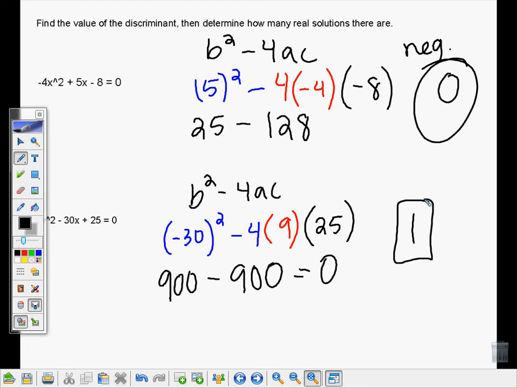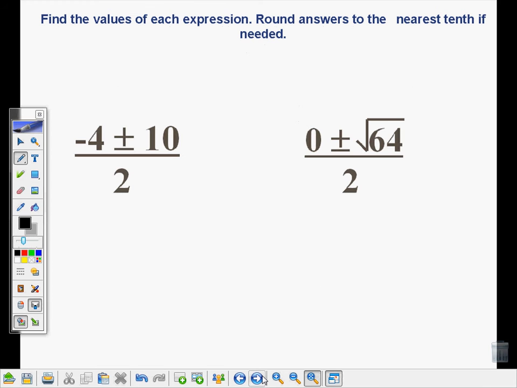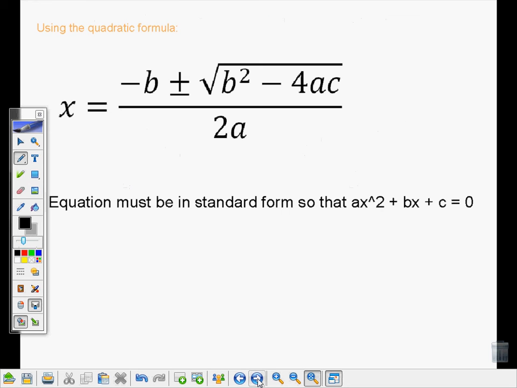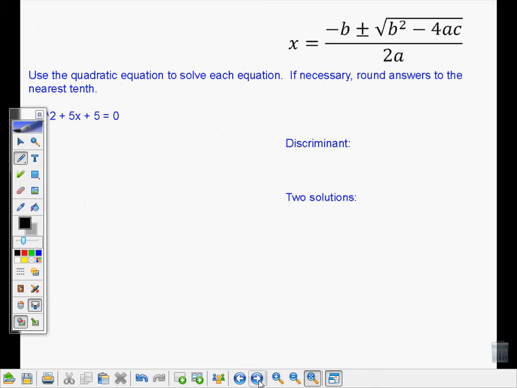Next, we're just going to do a couple practice problems using the whole quadratic formula, the whole thing. Okay? We are going to use the quadratic formula, okay? The whole thing, negative b plus or minus the square root of b squared minus 4ac divided by 2a. All right? So, here is our equation.